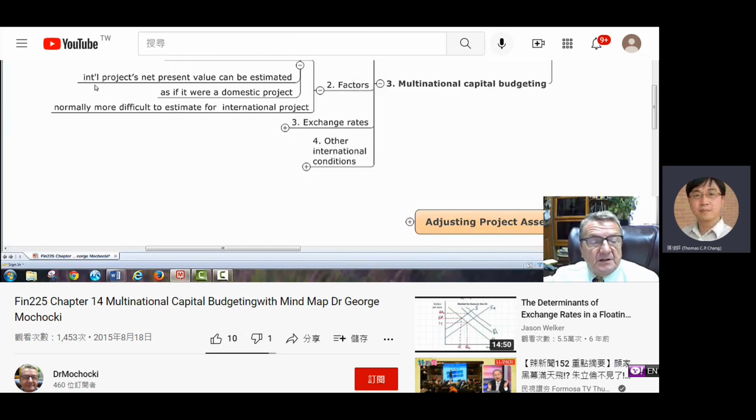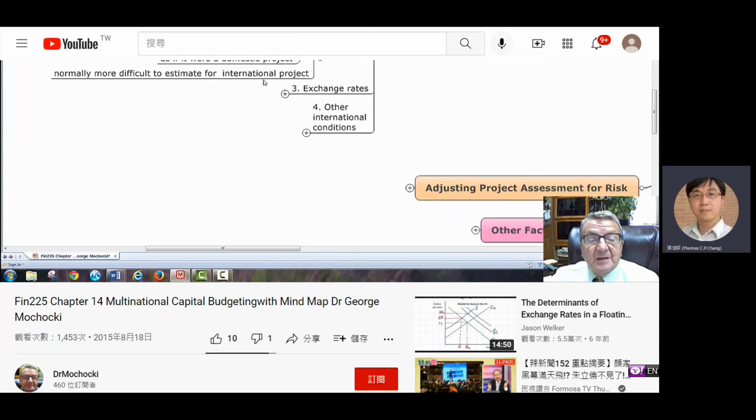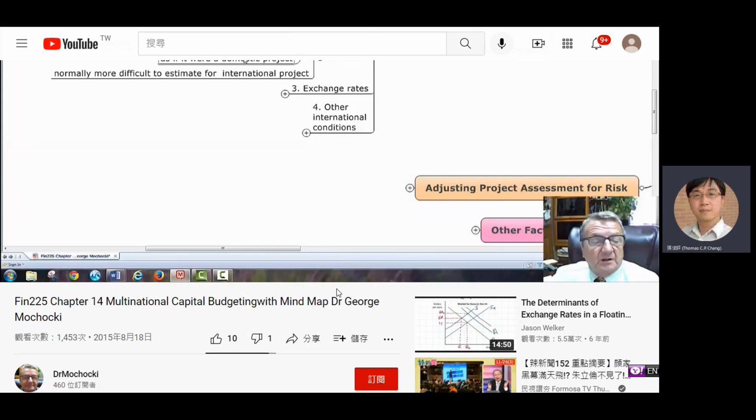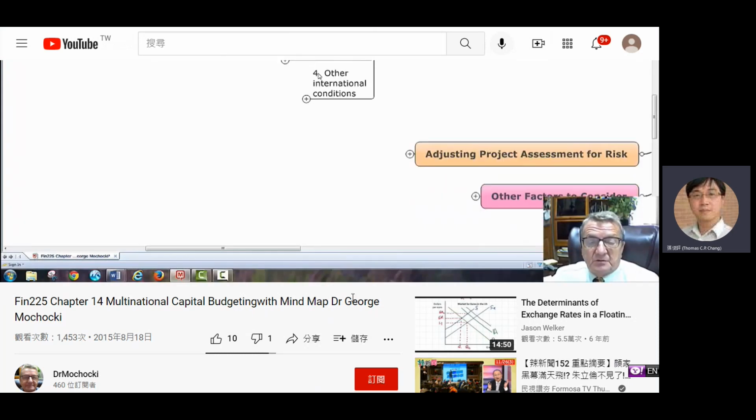Once these factors are estimated, international project net present value can be estimated as if it were a domestic project. Once I have the numbers, it's no different than what you did in your other course in regular corporate financing domestically. I've got the capital, I'm running a regular project, here's the money, I'm distributing it, because I already had it all converted into that currency that I'm utilizing. Normally a domestic project is more difficult to estimate than an international one, as if, all right, that makes it a little easier once I have that down.